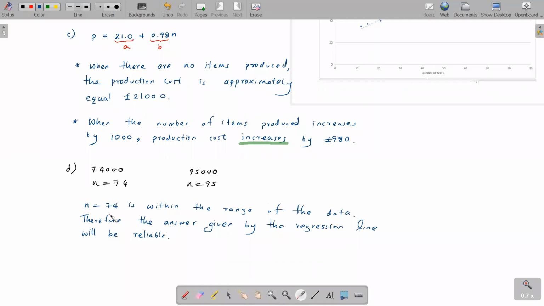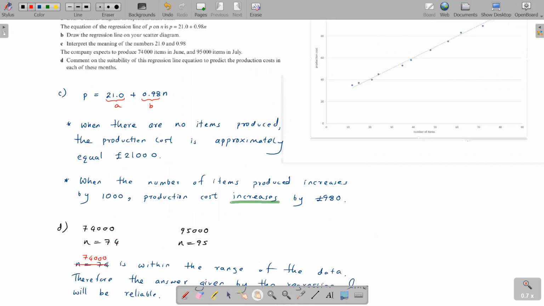So when n equals 74, you can say the 74,000 is within the range of the data. Therefore, the answer given by the regression line will be reliable. They are not asking you to actually get the answer. If they wanted you to find it, just replace n with 74, multiply by 0.98, add 21, and get the p-value. The final production cost, you should multiply by 1,000. They're not asking you to do that, so I'm not going to do that.